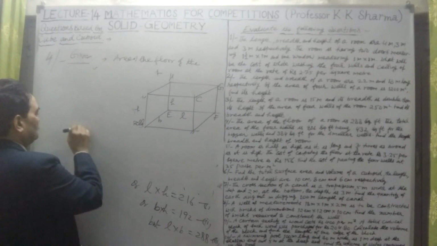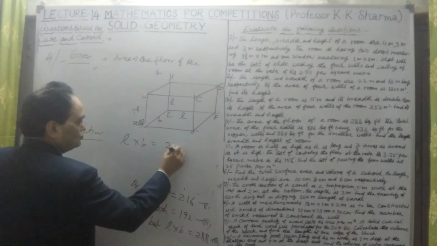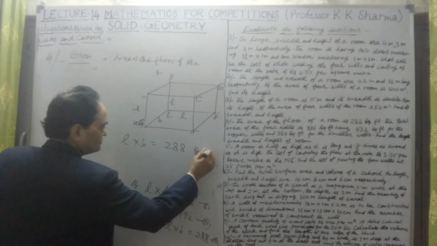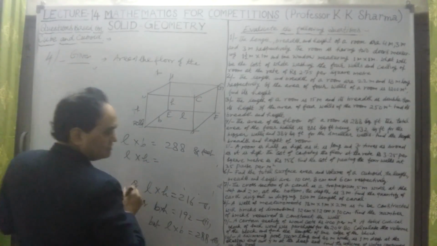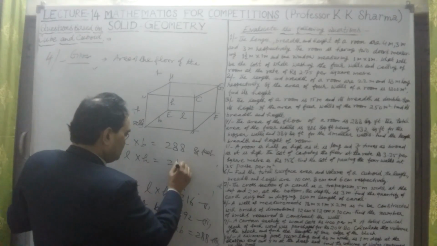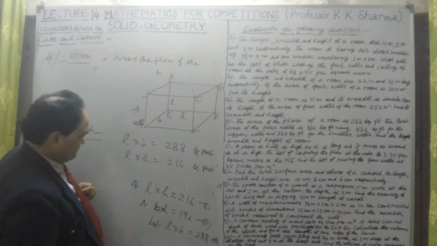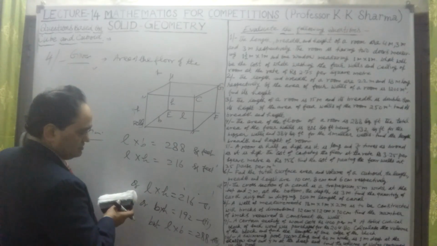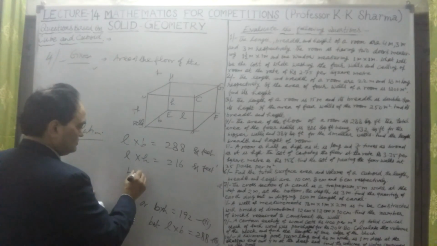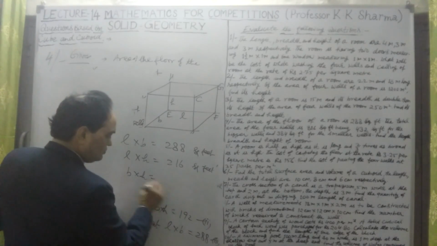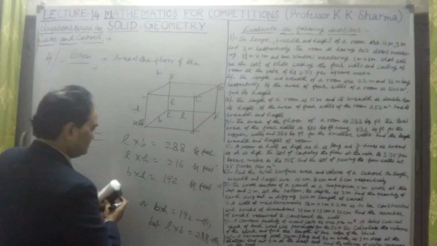Let me write again. The solution we are finding out. We have calculated L into B equal to 288 square feet, given to us as the area of the floor, and the area of the bigger ball, L into H. L into H is how much? 216 square feet. Now if I divide it, H will be cancelled out, so L upon B is then calculated. So this is the value L into H, and B into H. B into H is how much? 192 square feet. These are the three things we are given.